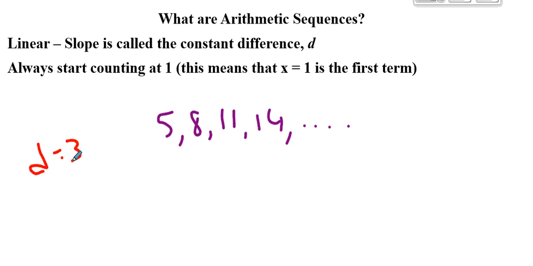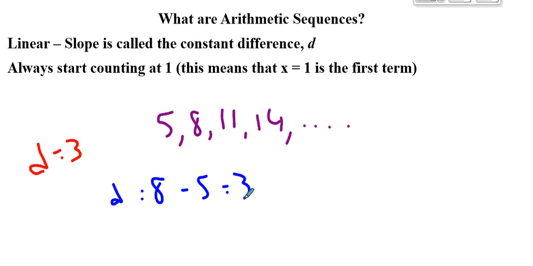Now there are cases where it's not going to be readily obvious what the constant difference is, but if you take a term and subtract the term before it, this is where the constant difference comes in, then you'll get what that difference is, in this case a positive 3. If you do that for any other terms, for instance 14 minus 11, you'll get that same constant difference.